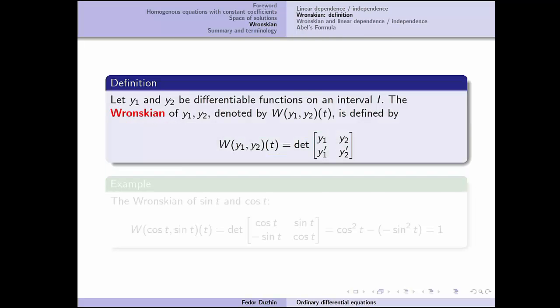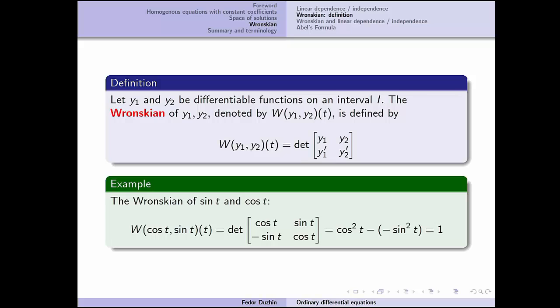Well, and here is the trick. So let us introduce this definition. The Wronskian of two functions is a certain determinant, right? If you take two functions, you construct a matrix where the first row is the two functions and the second row is the derivatives of the two functions, and then you compute its determinant. Let me emphasize that the Wronskian of two functions is again a function of t.